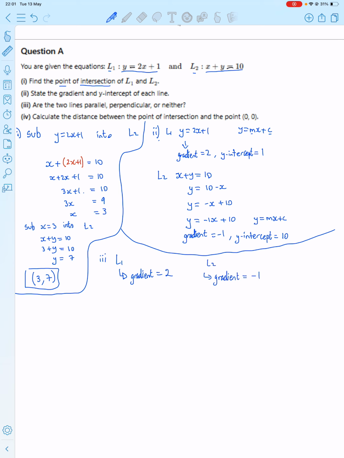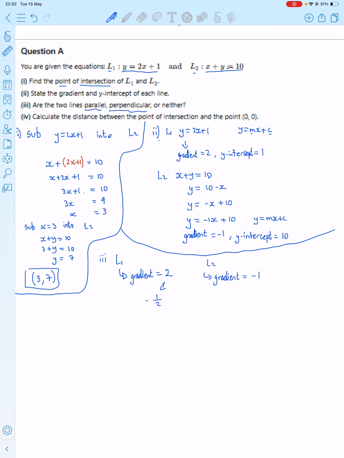Now, if two lines are parallel, it means the gradients are the same. So the gradients are not the same, so we know it's not parallel. If the two lines are perpendicular, then the gradients are negative reciprocals. Okay? So the negative reciprocal of 2 is, well, first of all, the reciprocal of 2 is a half, and then we change the sign.